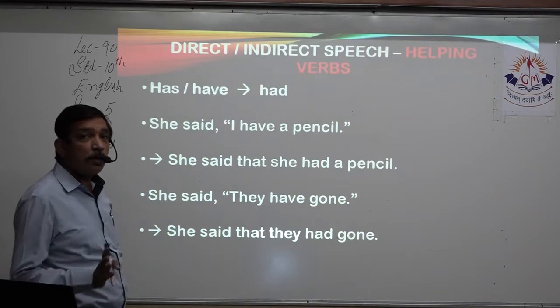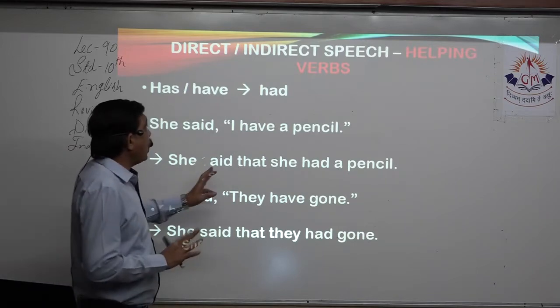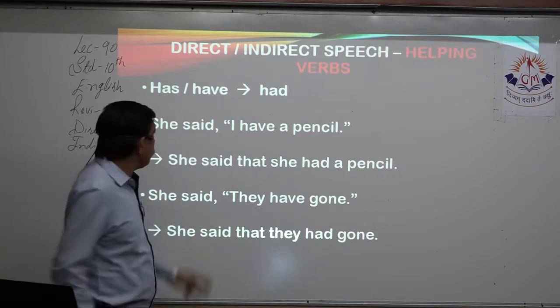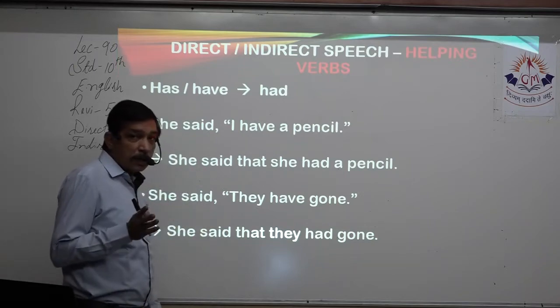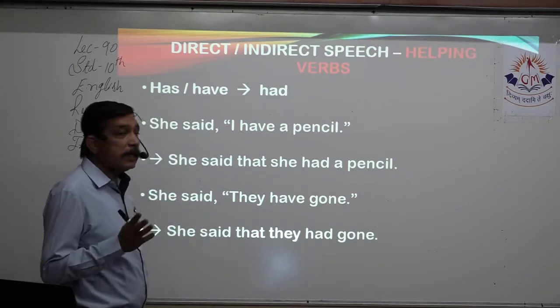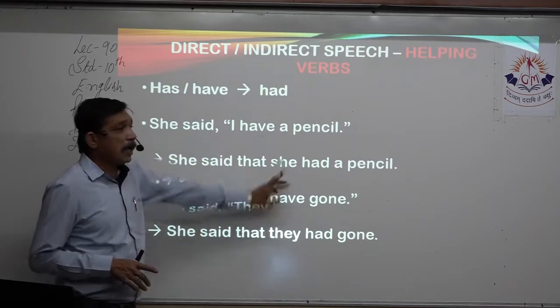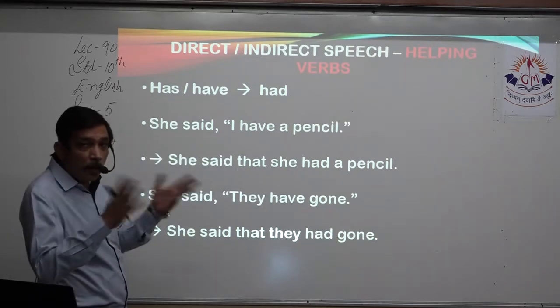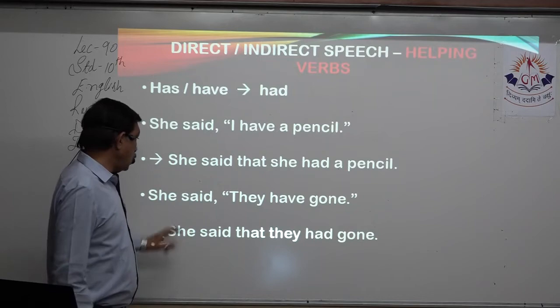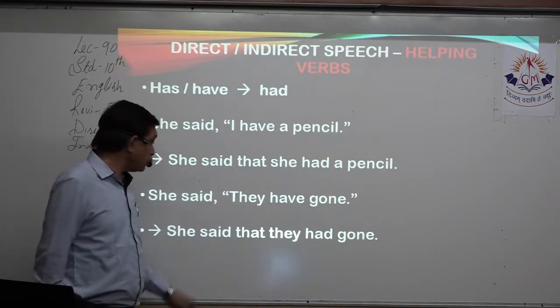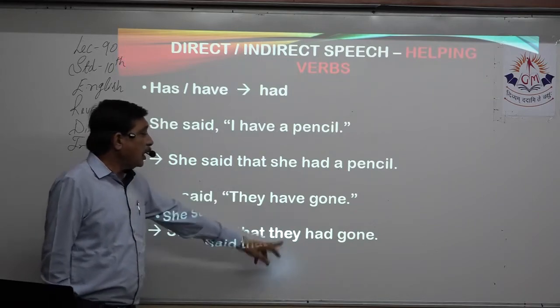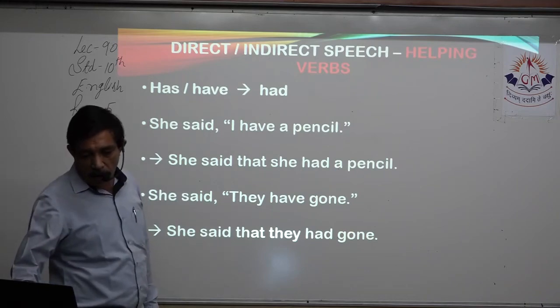Has and have change to had. Present perfect changes to past perfect, that is, have and has become had. She said, "I have a pencil." She said that she had a pencil. Have becomes had. That is the only change we make, and we remove the quotations. She said, "They have gone." She said that they had gone.